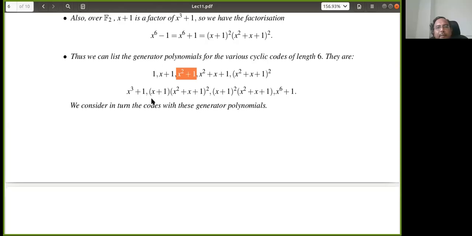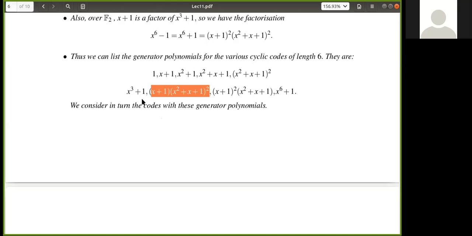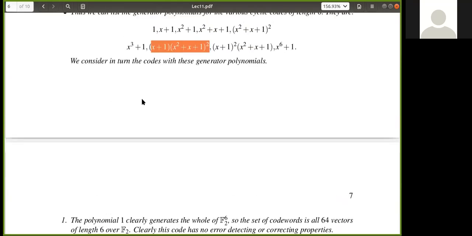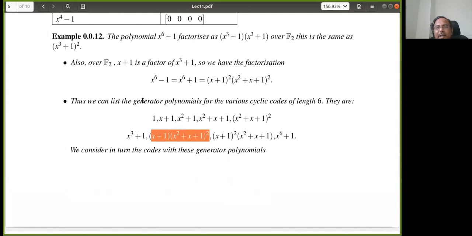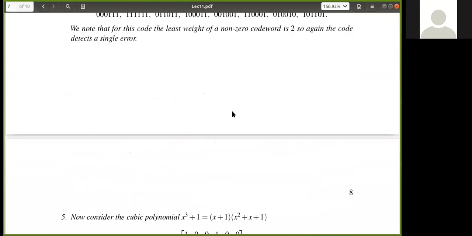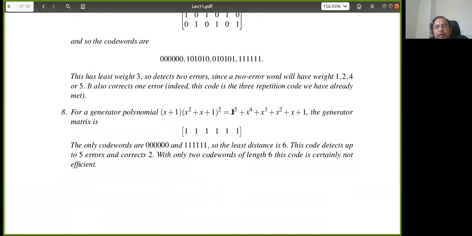But here I have not simplified. I understand. I had written everything first. So x plus 1 whole square, that I did simplify, but the later one I did not. But it is easy to do. x square plus x plus 1 whole square is also easy to do. Okay.